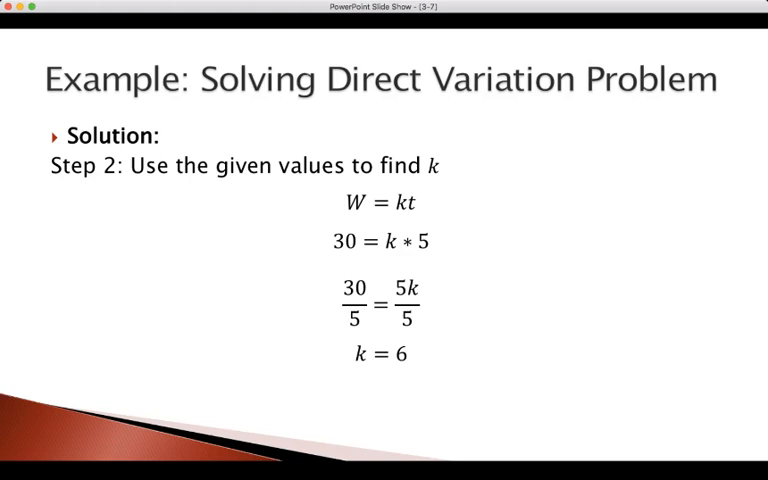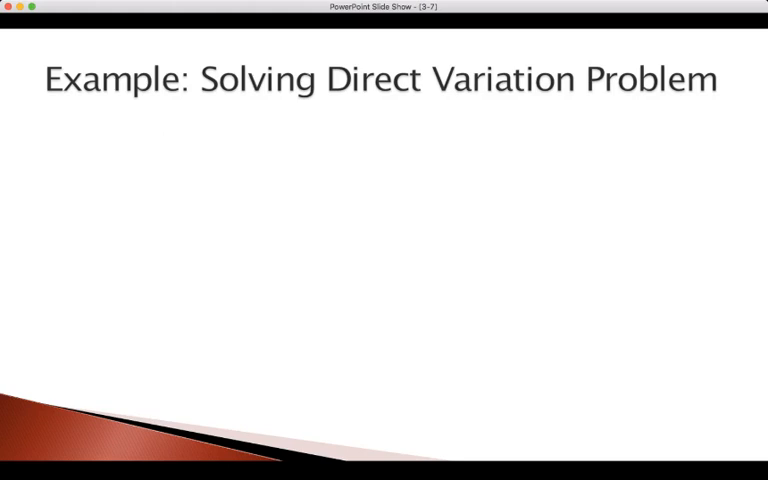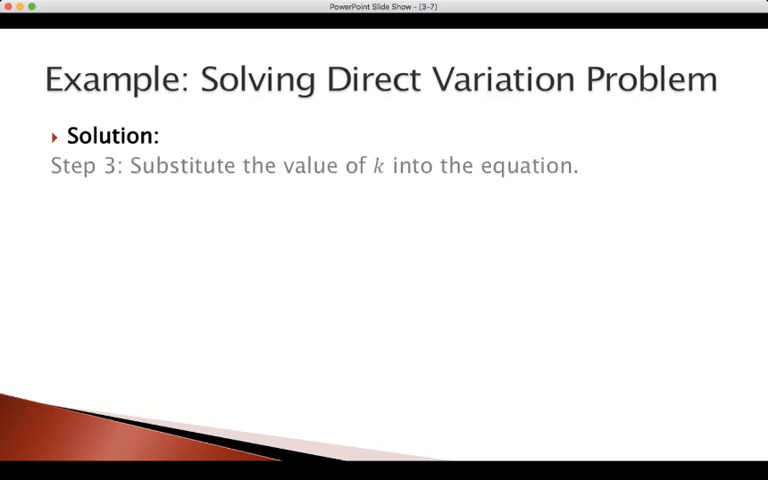Cool. So now we have our equation from step 1, which is W is equal to k times t, but now we have an actual k. We have a value that we can substitute in for k. So let's substitute that value into the equation. So substitute 6 in for k. Now we have the equation W is equal to 6t. So this means that the number of gallons of water used in the shower per minute is proportional by 6.